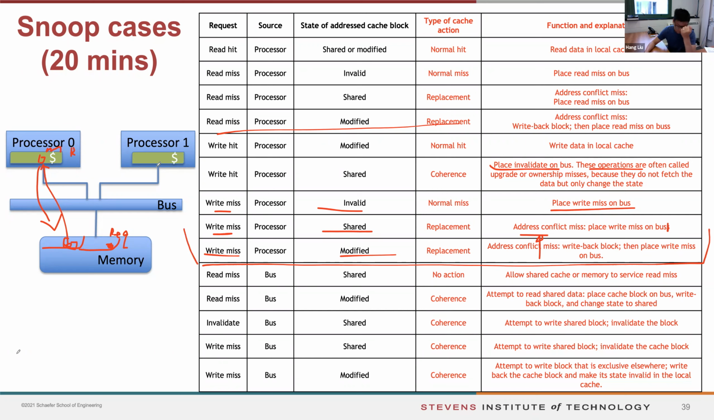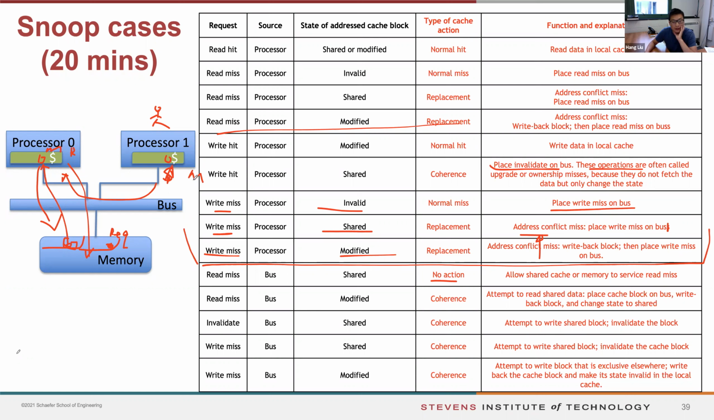Now assume you are observing, where processor 1 is sending information to you. If you have the address as shared and you see a read miss, you do nothing, because it has nothing to do with you. Your shared block stays there, nothing changes. You allow the shared cache or memory to serve the read miss. You can either provide the data to this processor or just let the processor go to the memory. Either way is fine.